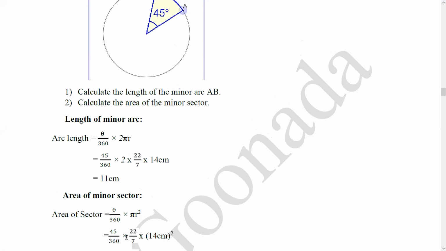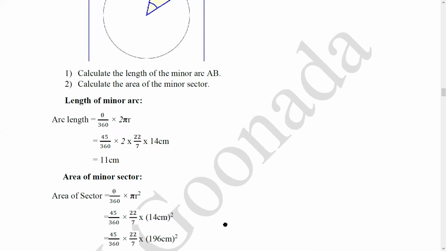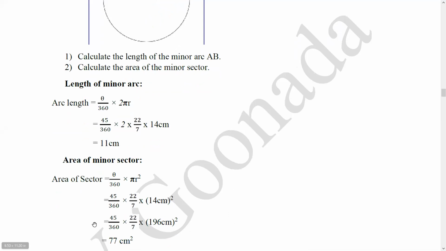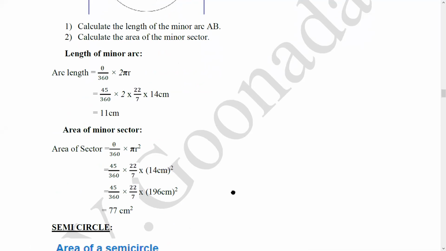45 divided by 360 multiplied by 22/7, because that's pi, by r squared, which is 14 centimeters squared, which is 196. And of course, it will work out nicely to be 77 centimeters squared. I hope I didn't forget to put the squared, or just write 77, because if I forget to write centimeters squared, of course, the examiner will not give me the mark, right?